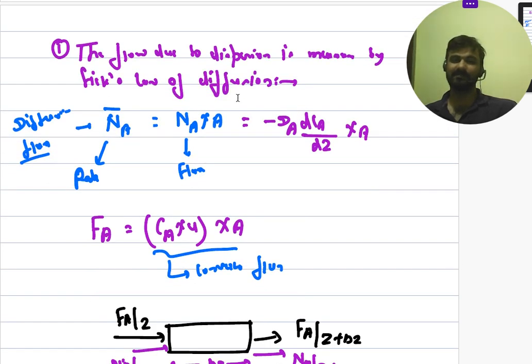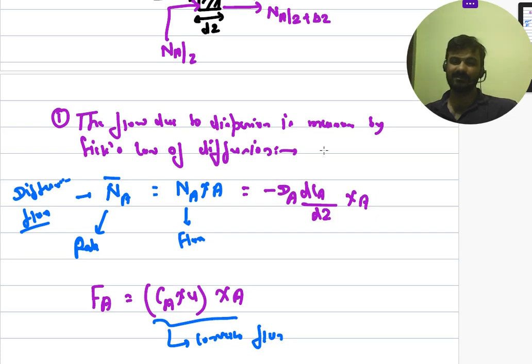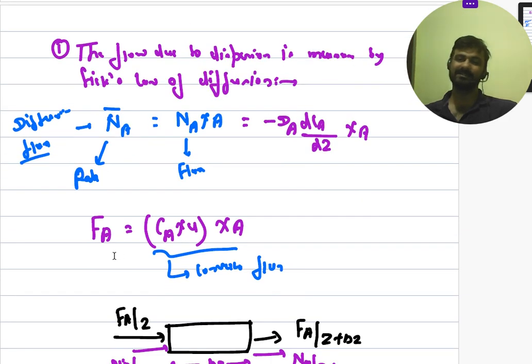So if I talk about the flux due to the dispersive flow, you can write N_A bar equals N_A into cross-sectional area, that is D_AB into dC_A by dZ, and A_C is the cross-sectional area. So F_A can be written as C_A into U and A_C.